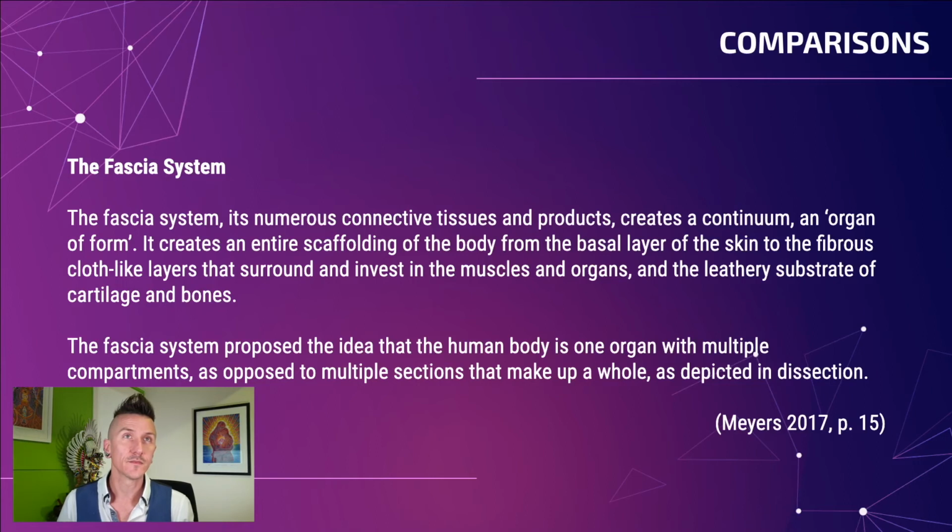So the fascia system, with its numerous connective tissues and products, creates a continuum, an organ of form. It creates an entire scaffolding of the body from the basal layer of skin to the fibrous cloth-like layers that surround and invest in the muscles and organs, and the leathery substrate of cartilage and bones. The fascia system proposed the idea that the human body is one organ with multiple compartments, as opposed to multiple sections that make up a whole, as depicted in dissection.